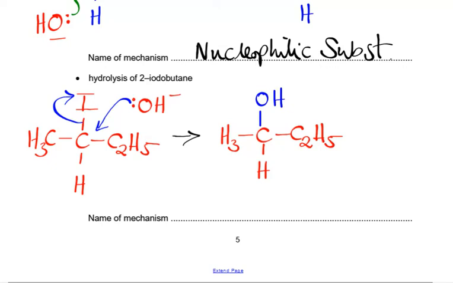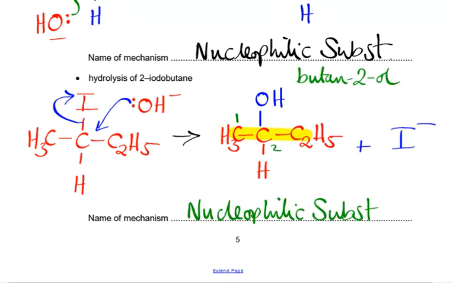There's our alcohol, and we've also got the iodide ion. Just pause the screen and see if you can work out what the alcohol is that we've made. So very well done if you got butan-2-ol. So hopefully we can see that the OH group is attached to the second carbon in a chain of 4. So butan-2-ol, and again it's a nucleophilic substitution reaction.